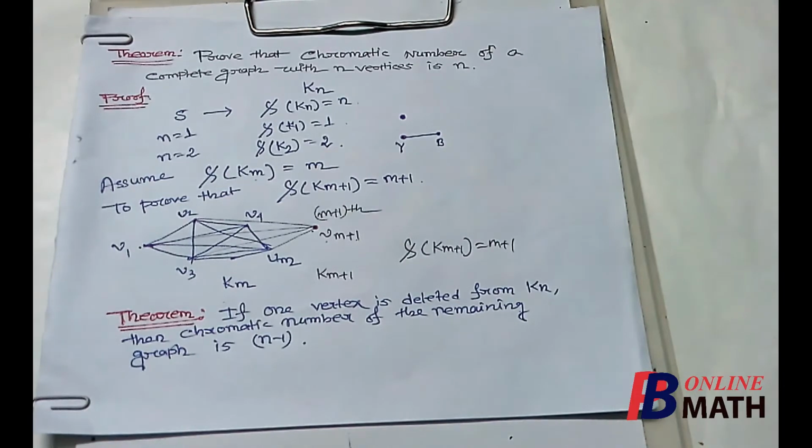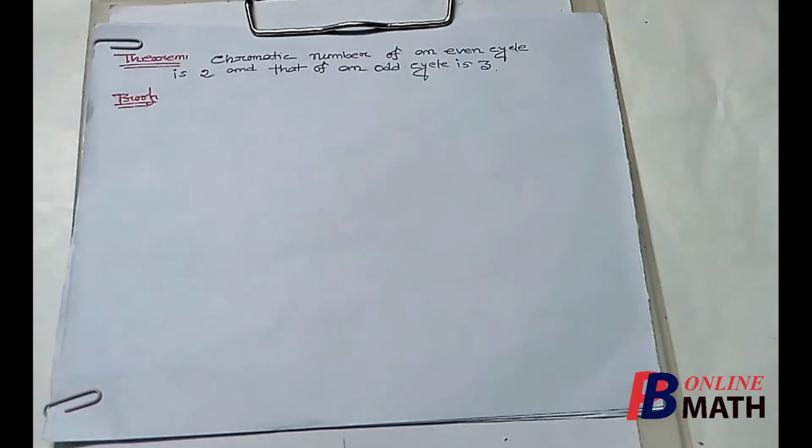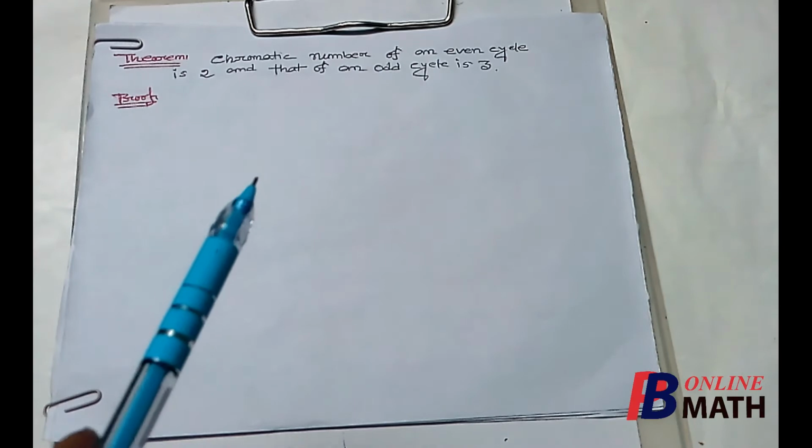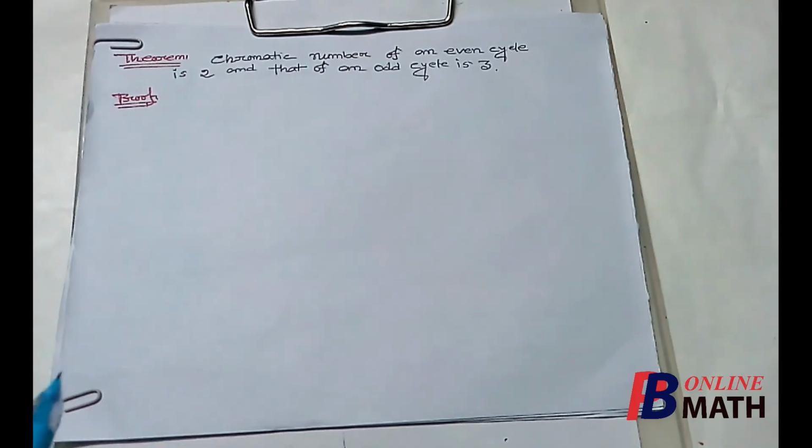So this is a very simple proof. We are skipping this proof. We consider the next theorem. Chromatic number of an even cycle is 2 and that of an odd cycle is 3. So you have to prove that the chromatic number of an even cycle is 2 and the chromatic number of an odd cycle is 3.